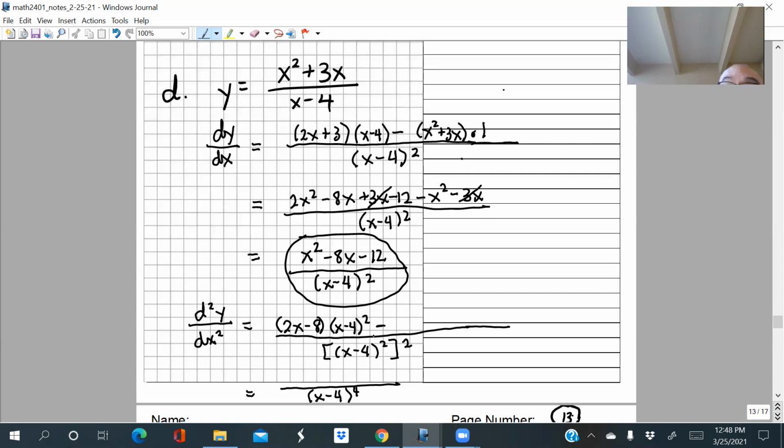And then you subtract off, and here's the tricky part. You keep the top, which is x² − 8x − 12. So we'll just keep that. But then we have to find the derivative of the bottom. So I have to think about this. I'm going to have to stop here for a moment and think about what is the derivative of (x − 4)².